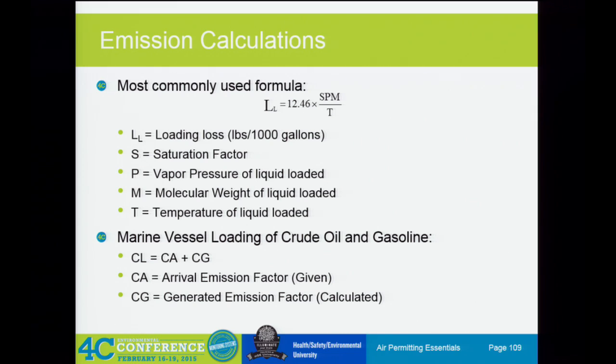No, that's different, they're loading loss fugitives. They're not piping and equipment fugitives. So you can also call them uncontrolled loading emissions. We call them fugitives, but it's different from your piping and equipment fugitives. Piping and equipment fugitives will be calculated, but these are emissions that are lost around the manifolds of the truck, right?